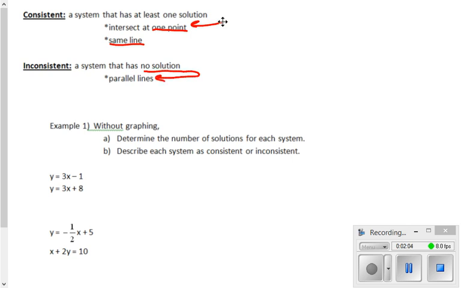So for the first couple examples, what I'm going to have you do is, without even graphing, determine if things have one solution, no solution, infinite number of solutions, and if they're consistent or inconsistent.